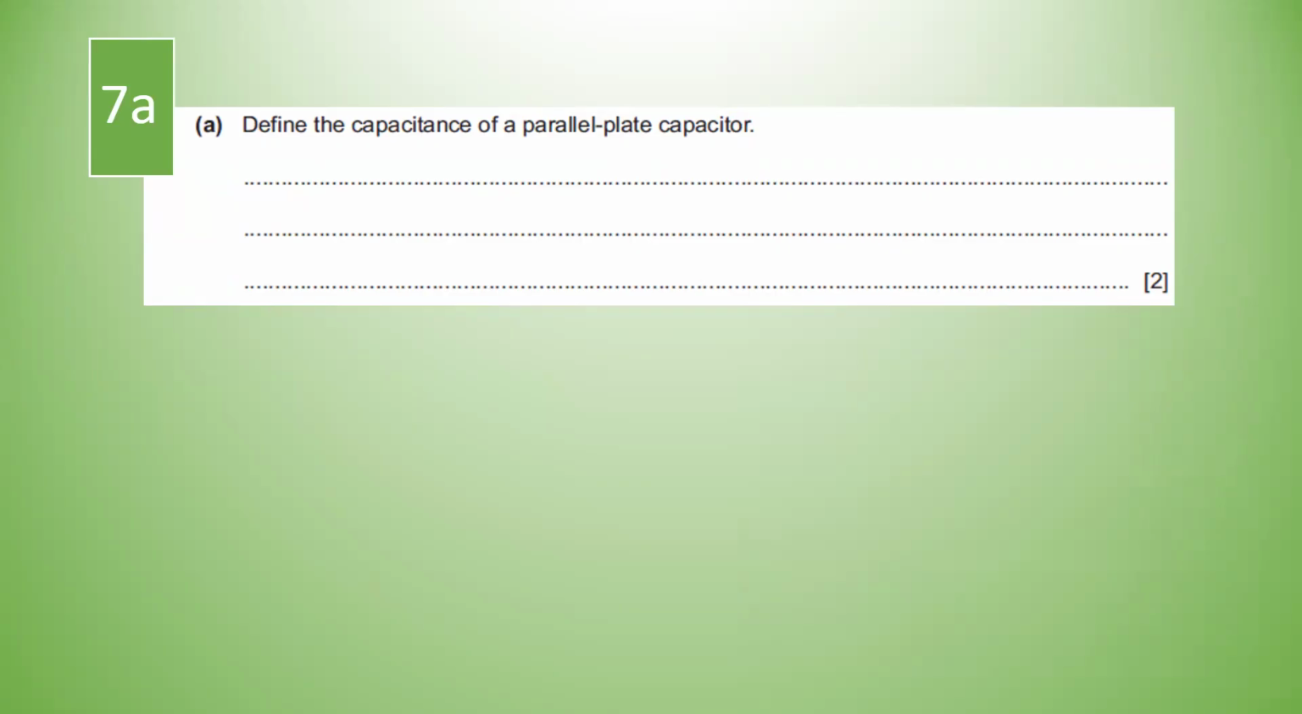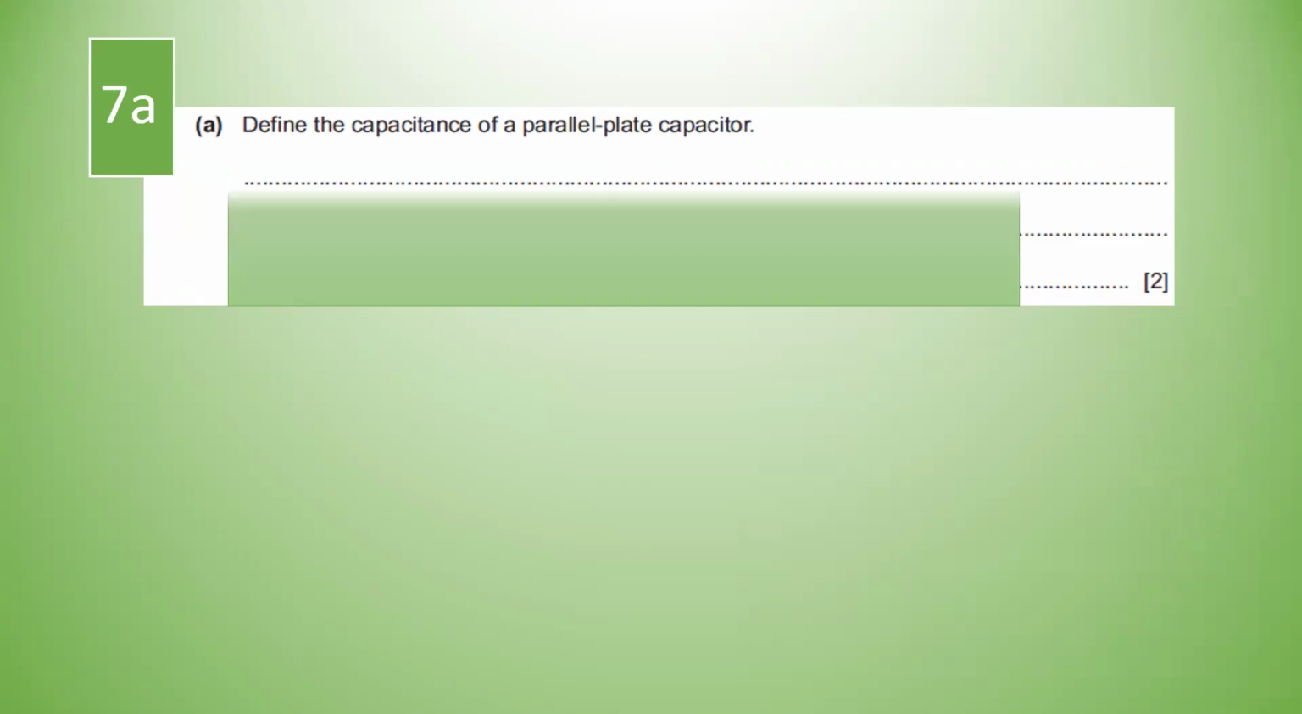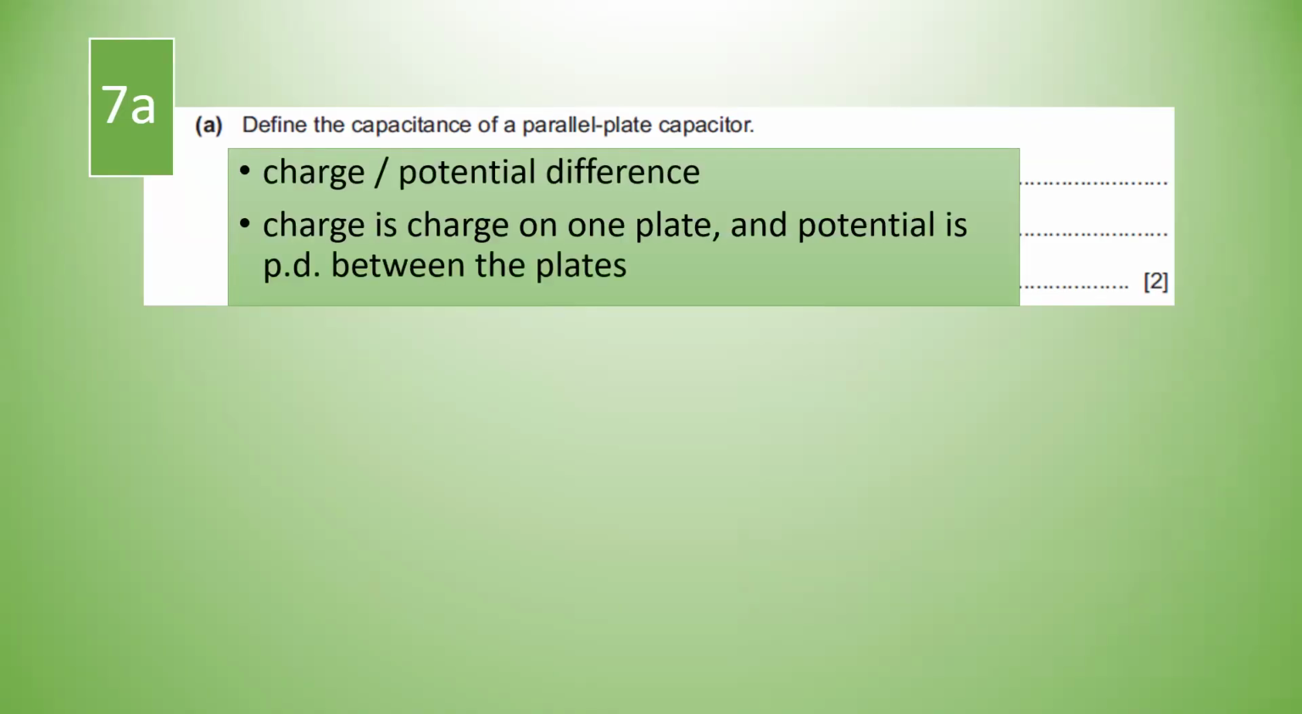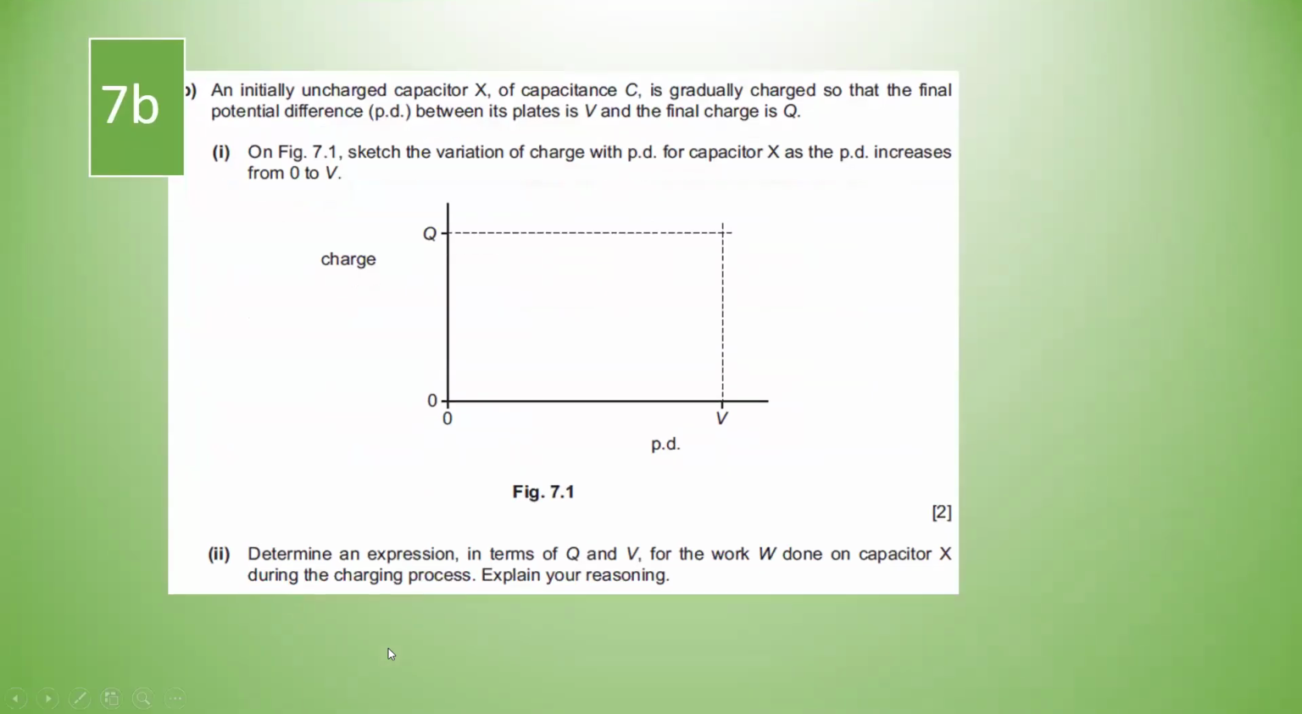Okay, define capacitance: the ratio of the charge on one of the plates to the potential difference between the plates. Charge is the charge on one plate. Potential is the potential difference between the plates. You can combine them, it doesn't matter. It's as you have said, the ratio.